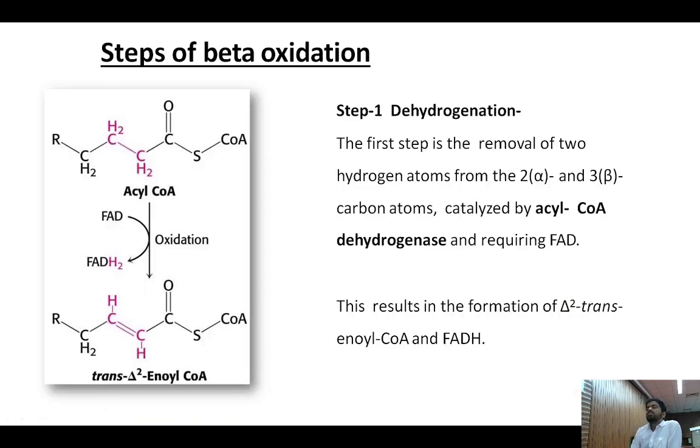Now we saw how fatty acid got activated. After activation, it came from cytosol to the mitochondrial matrix. So now the activated fatty acid has reached the mitochondrial matrix. How will the beta oxidation happen? In the first step, dehydrogenation is happening. So what is happening basically? Two hydrogen atoms are removed. This dehydrogenation is a type of oxidation.